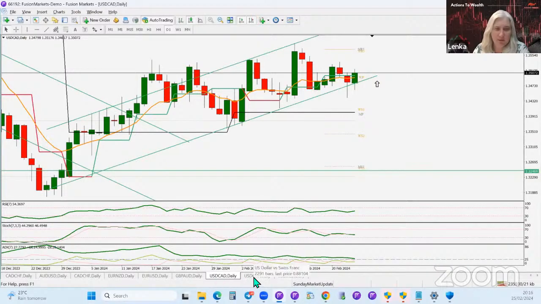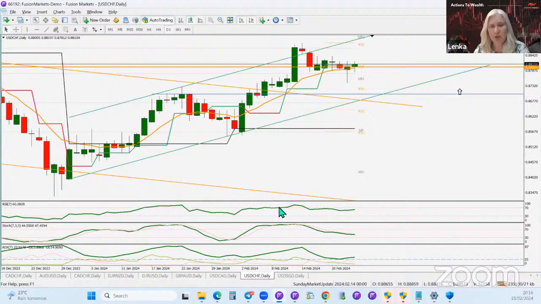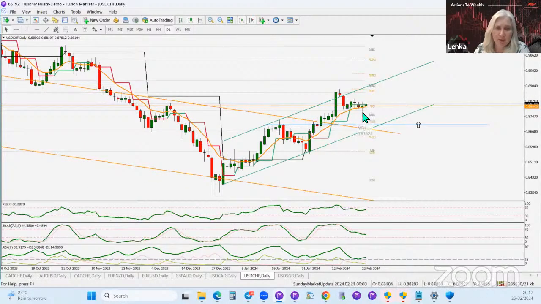Then I have USD CHF. Also looking for long. There's quite a bit of news coming out for the US, so these might be affected by the news. So just be mindful of that and manage your risk. If you're going to be entering multiple US pairs, make sure that you manage the risk, either halve the risk or enter one, and then once you're at break even, you can enter another one, which is correlated.